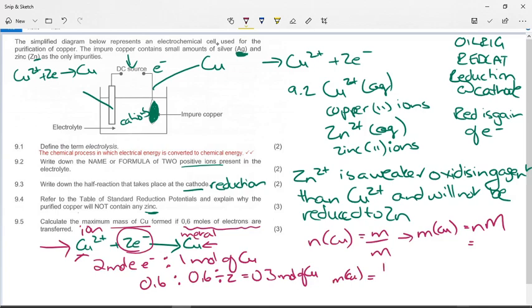The mass of copper is going to be 0,3, the number of moles of copper, times copper from the periodic table, which I do believe is 63,5. So what is the answer to that? Work it out in your calculator. I get something like 19,05 grams of copper will be formed.